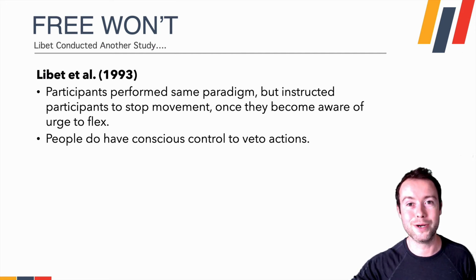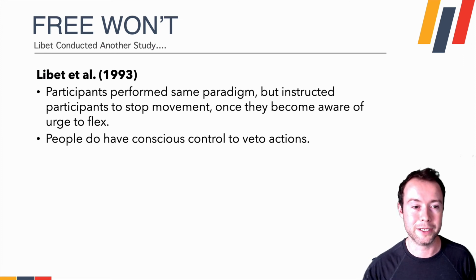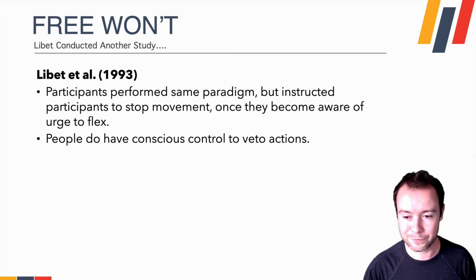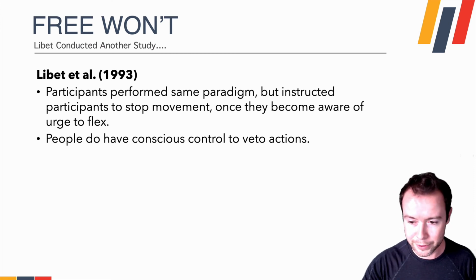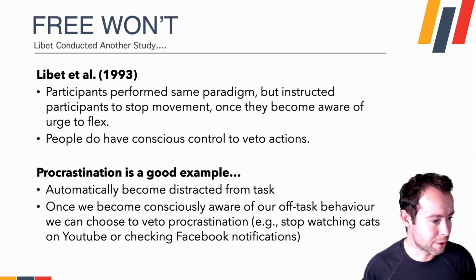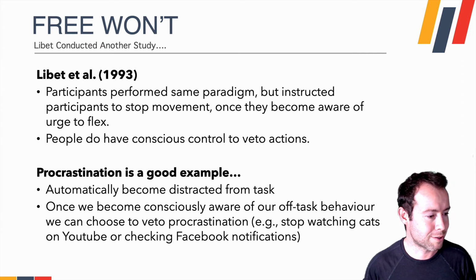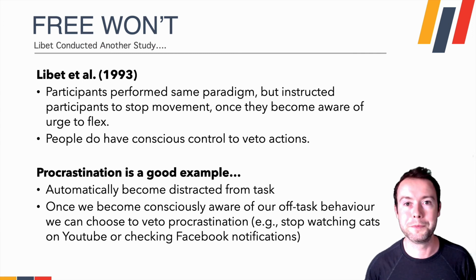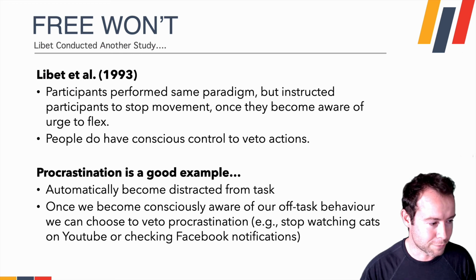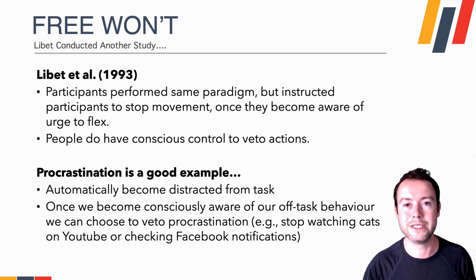But we certainly do have the ability to inhibit if we're willing to invest a bit of effort and stop ourselves being distracted. So, procrastination is a good example. We might automatically become distracted from a task, but once we become consciously aware of our off-task behavior, we can choose to veto this procrastination.